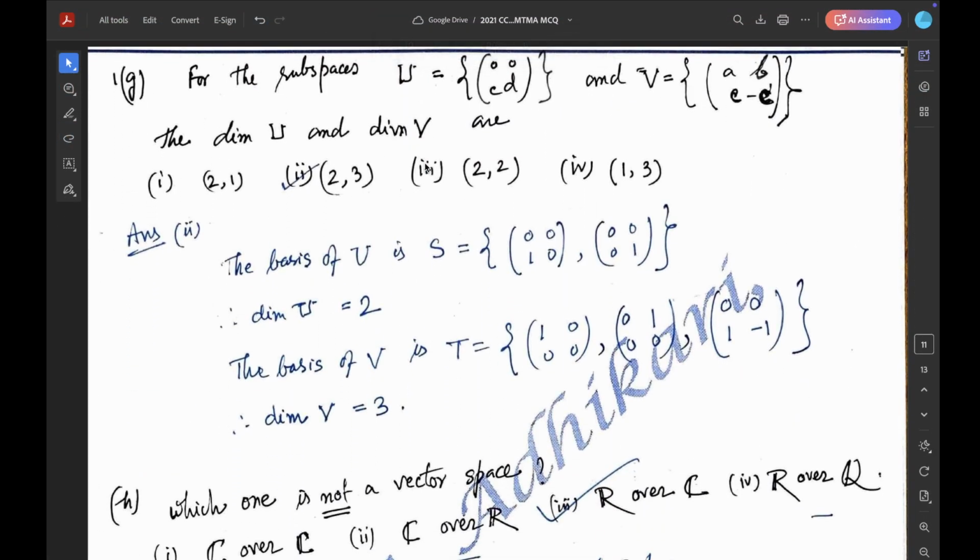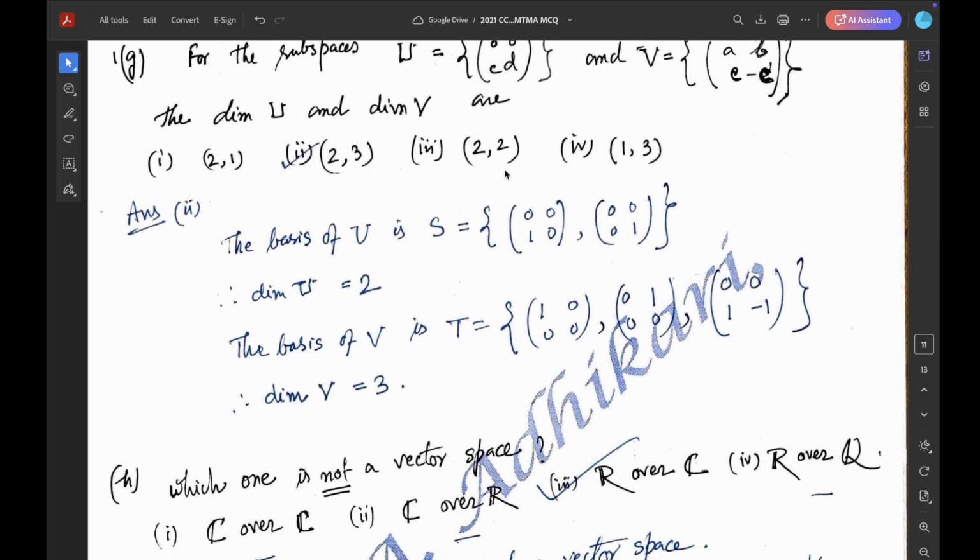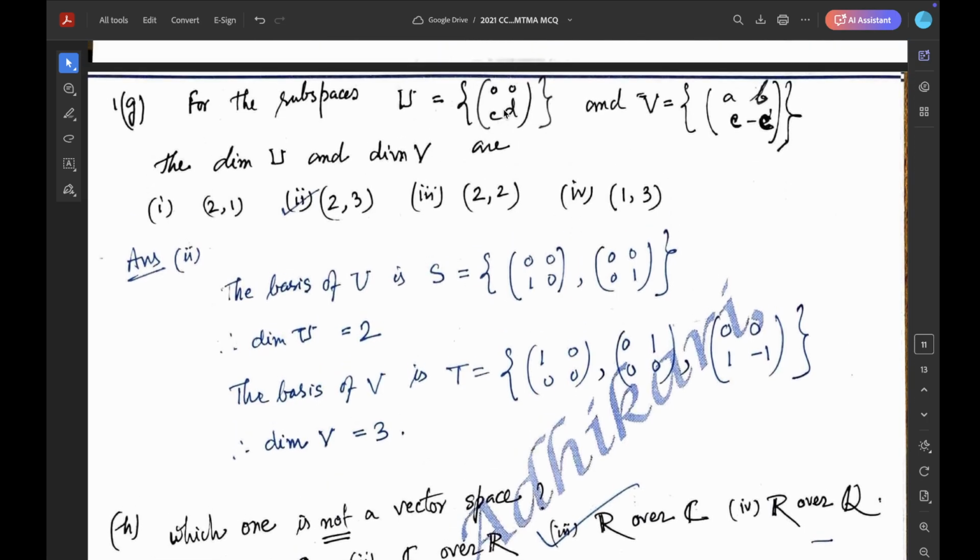Now the basis of U: obviously C and D are non-zero elements. So the basis of U is [0, 0; 0, 0] with C equal to 1 and D equal to 1, so [0, 0; 1, 0] and [0, 0; 0, 1]. This set of two matrices is the basis of U. So the dimension of U is 2.